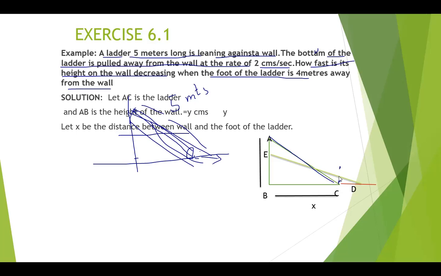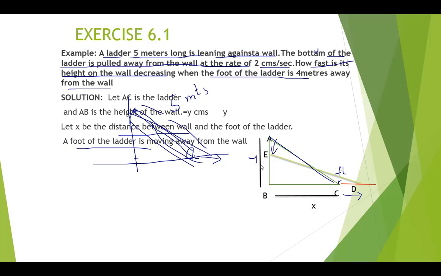This is the foot of the ladder. Now, why is the foot of the ladder moving away from the wall? It is moving away like this. Since the ladder length is fixed, when you move it away from the wall, the height of the ladder towards the wall will be decreasing. This is why.